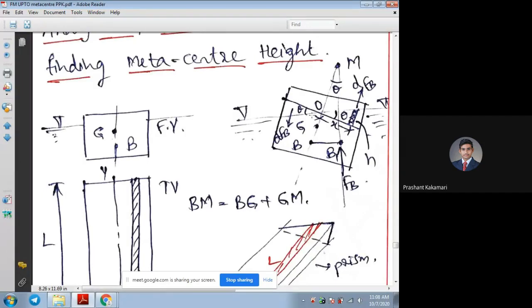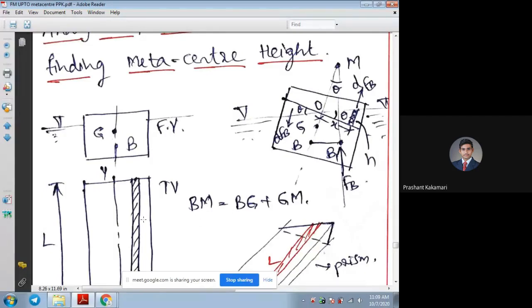And by the sketch, we know that BM is BG plus GM. That is, the metacentric radius BM is the sum of the distance between G and B, the buoyancy point to the center of gravity, plus the metacentric height GM. Now we'll analyze how to write the couples about this O point and about B point. And later we are going to equate both the equations to find the metacentric height, that is GM. So from this equation we are writing GM equal to.